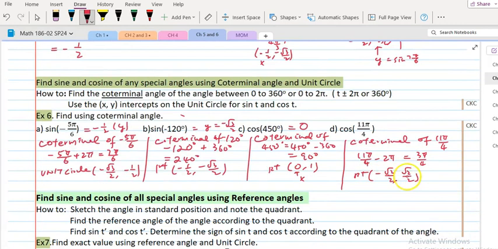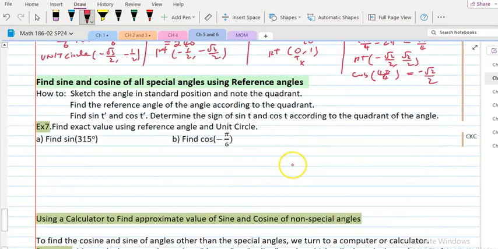So cosine, sine, what do they want? They want cosine. So cosine of 11 pi over 4 is equal to negative root 2 over 2. So you can see that you always just use the unit circle.